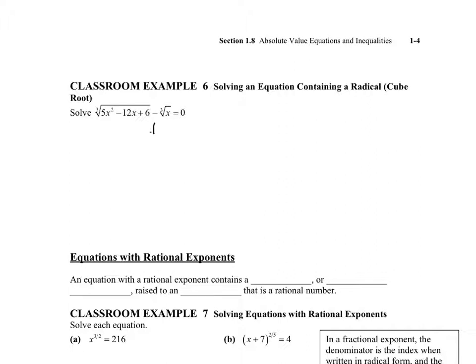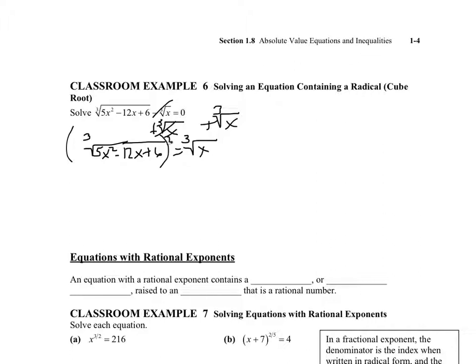I'm going to add the cubed root of x to each side. When I do that, that leaves me with the cubed root of 5x squared minus 12x plus 6 on the left, and that's equal to the cubed root of x on the right. Now, in order to eliminate that radical, we're going to cube each side. So the left side gets cubed, the right side gets cubed, but since the only thing on each of those sides is a cube root, the cube will cancel out with the cubed root, and you are just left with 5x squared minus 12x plus 6 equals x on the right.